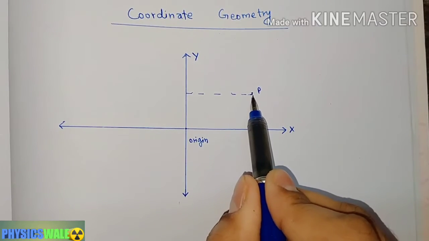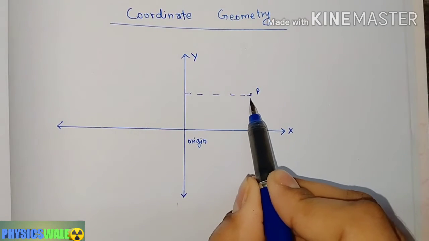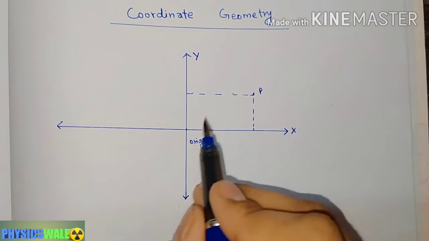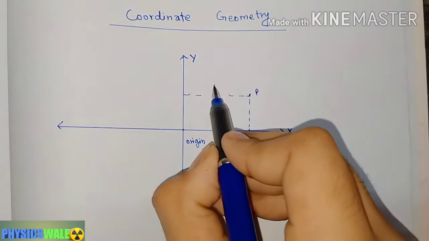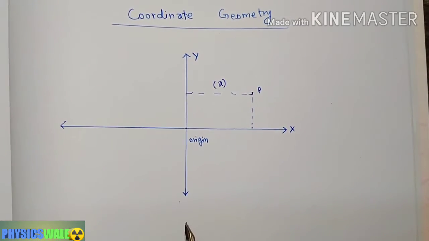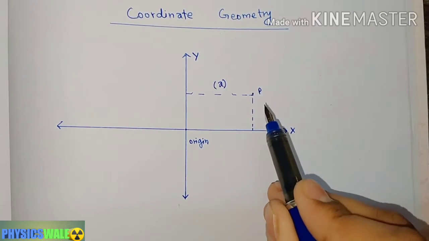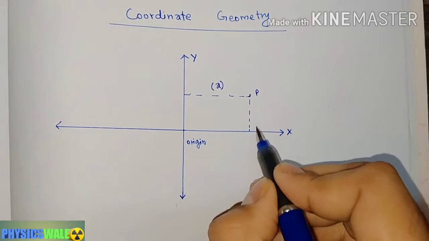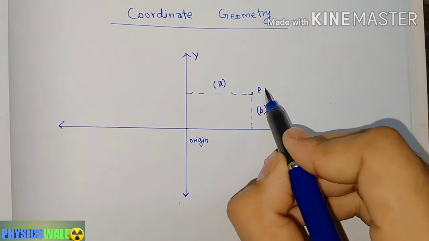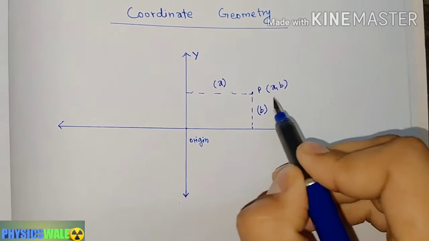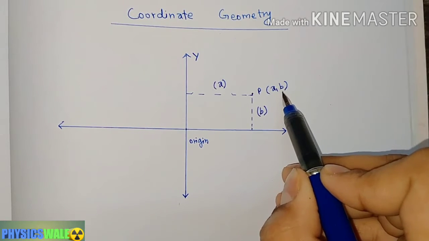The distance of this point from the y-axis measured perpendicularly is called the x-coordinate or abscissa. Let us suppose that this distance, the distance of this point perpendicular from the y-axis, is a, and the distance of this point measured perpendicularly from the x-axis is known as the y-coordinate or ordinate. Let us suppose this distance is b. Now a and b are known as the coordinates of this point. So these coordinates a and b give the precise location of this point in this plane.